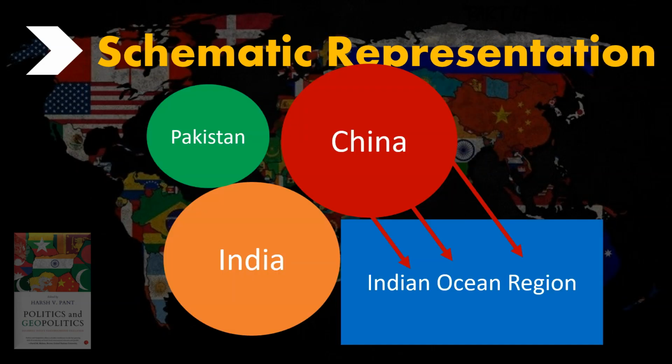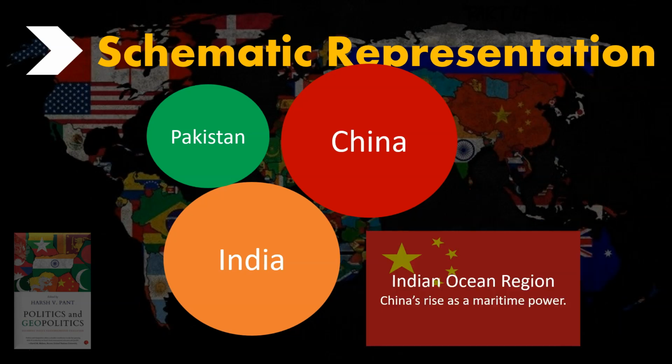So coming back to our schematic representation, China is protruding into the Indian Ocean region, and it's expanding its influence through these programs, these expansionist programs, ultimately with the goal of rising as a maritime power and controlling the Indian Ocean region. This will negatively impact India's trade, it will impact our imports and exports, and it could also have a significant impact on the trade of the United States.